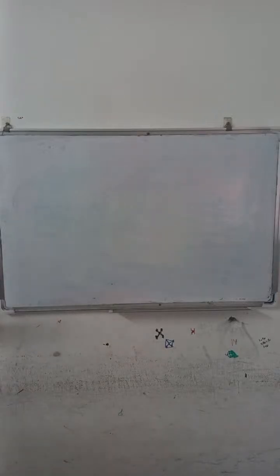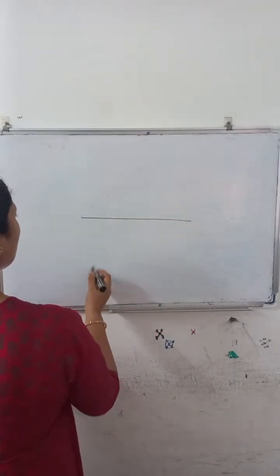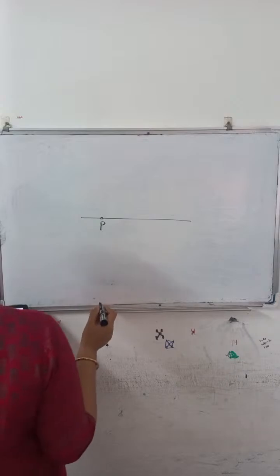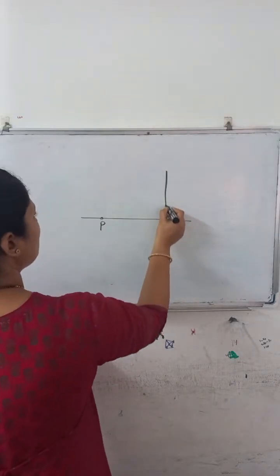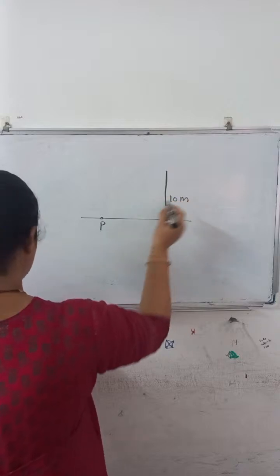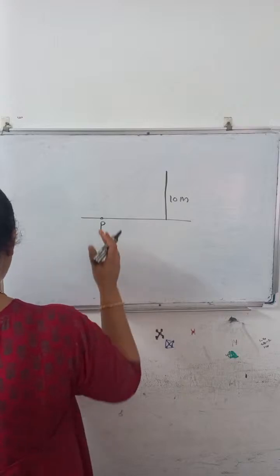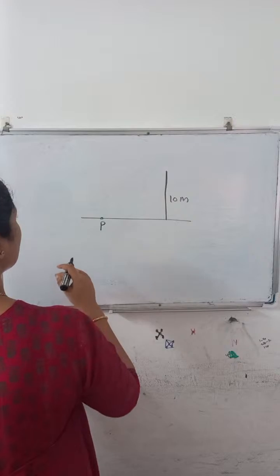So they are saying here, point P on the ground. Okay, so here we have one ground, and suppose I take point P over here. Then they are saying there is a 10-meter building, this 10-meter tall building, and a helicopter hovering over the top of the building at 30 degrees and 60 degrees.